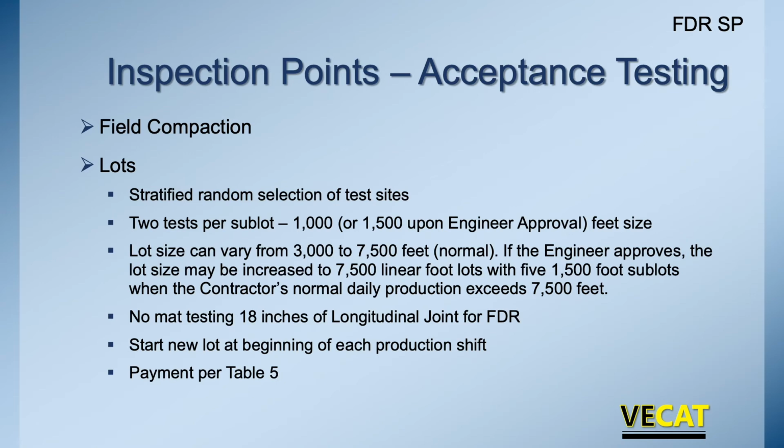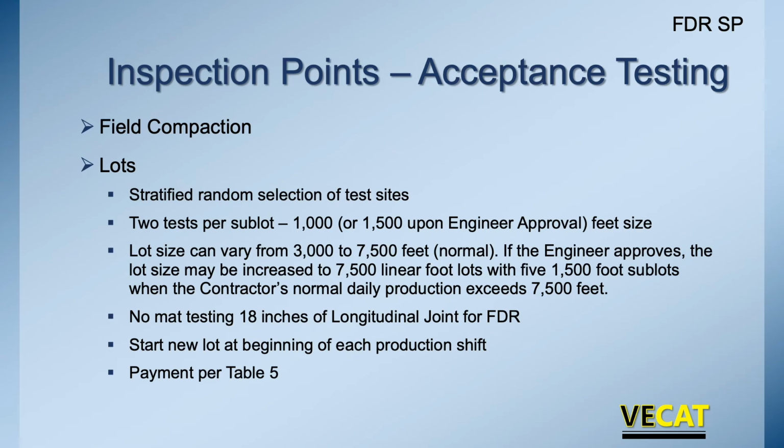Lots, depending on the project, can be as short as 3,000 feet or 3 sublots to up to 7,500. That really depends on the nature of the project. Sometimes the engineer will approve different lot sizes and sublot sizes, but typically it's 5,000 feet as a lot, 1,000-foot sublots.